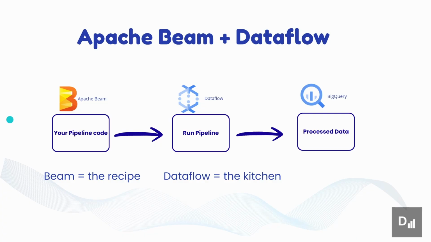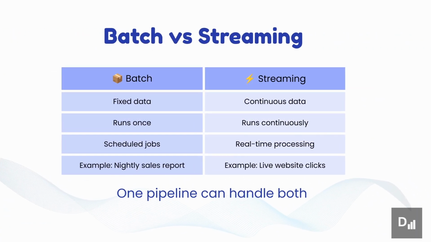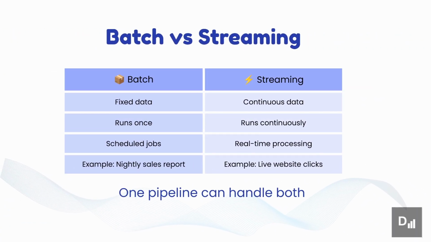Dataflow uses a tool called Apache Beam. Beam is how you write your pipeline. Dataflow is what runs the pipeline. Remember it this way. Beam tells Dataflow what to do. Beam is the recipe and Dataflow is the kitchen. You write your pipeline once in Beam, and Dataflow takes care of running it, scaling it, and managing the infrastructure behind the scenes.